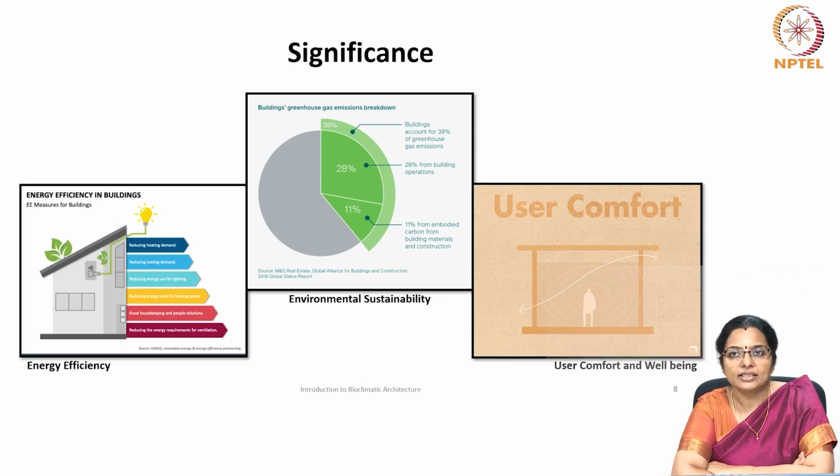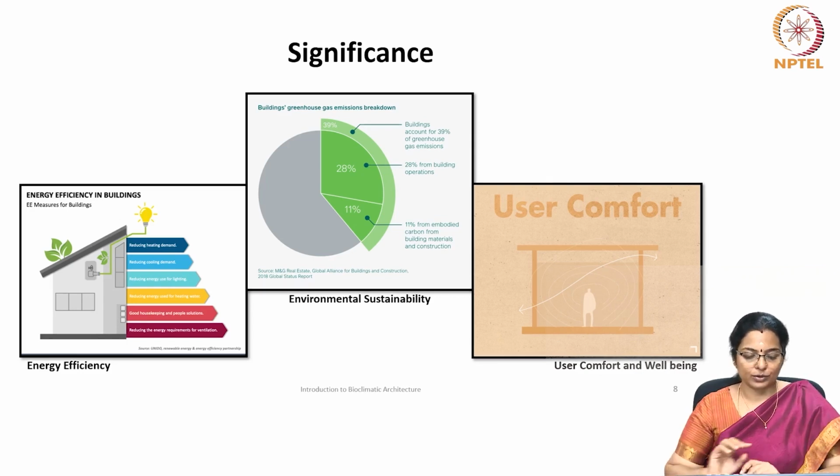Bioclimatic buildings are designed to enhance occupants' comfort and well-being by providing a healthy indoor environment with adequate and sufficient natural light, along with good quality of light, which means there is no harsh glare, adequate thermal comfort and good indoor air quality. This can lead to increased productivity, better health outcomes and overall satisfaction for building users.